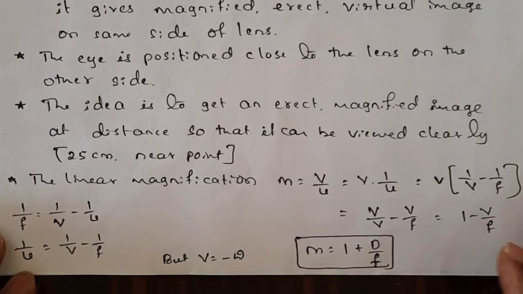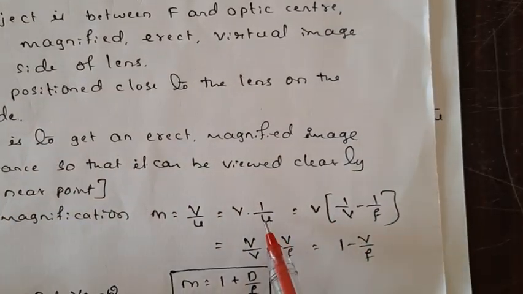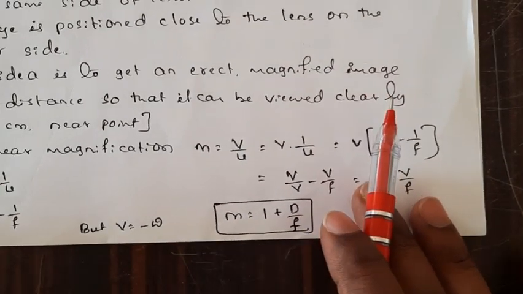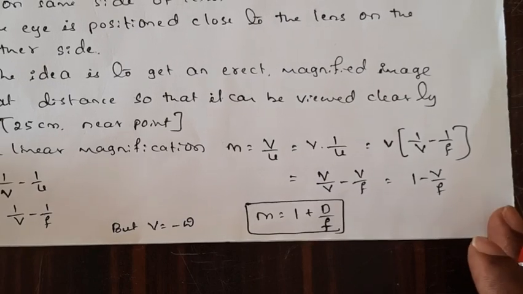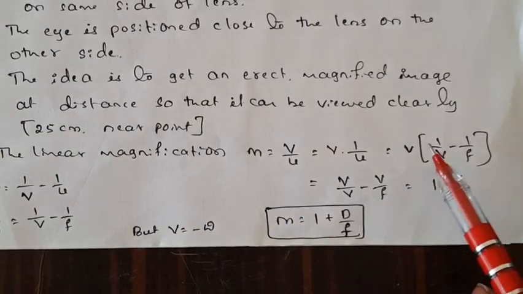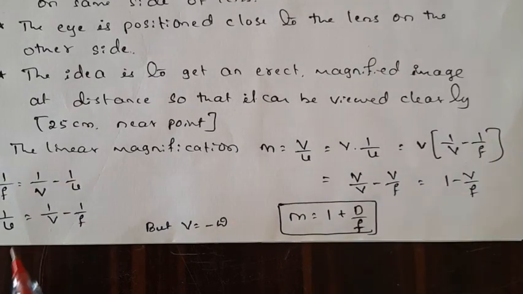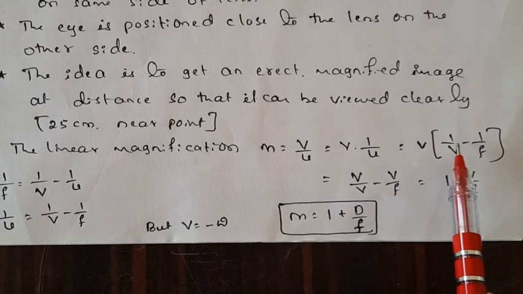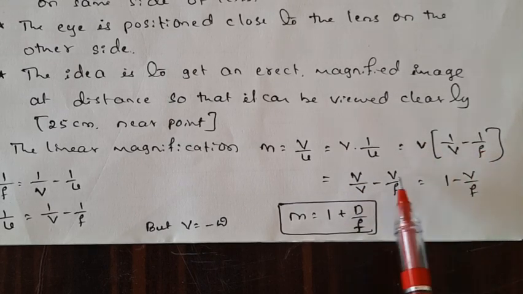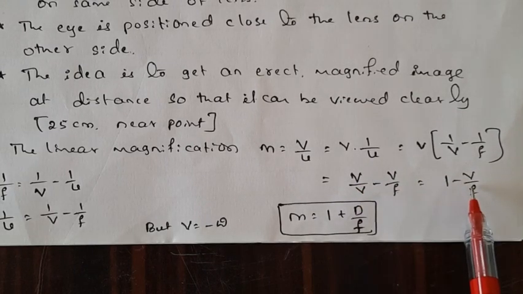So I replace this 1/u by the equation 1/v minus 1/f. Instead of 1/u I have written 1/v minus 1/f because of this one. Is it right? Okay, so next, v into 1/v, that is v/v, and v into 1/f, that is v/f. So v/v is 1, and minus v/f.